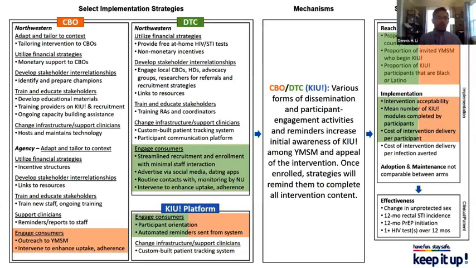Similarly, the CBOs can use a variety of techniques to outreach to and engage YMSM to increase enrollment into the program. And then on the DTC side, we actually streamline recruitment so they don't have to have a lot of contact with our staff, as that was deemed a barrier in previous studies. But hopefully that also increases engagement with and enrollment into the program. The Keep It Up platform also has built-in automated reminders, which we consider part of the strategy as well.